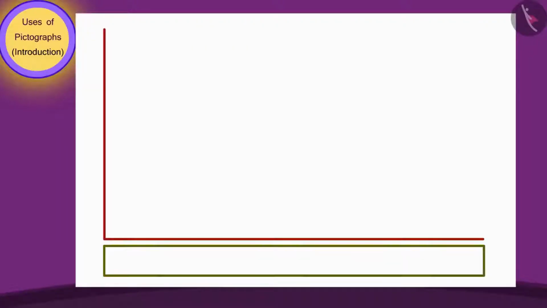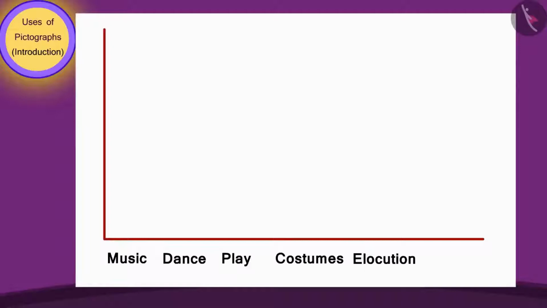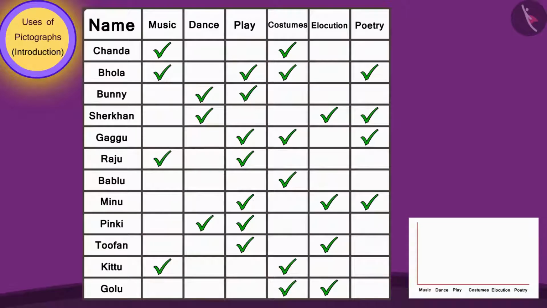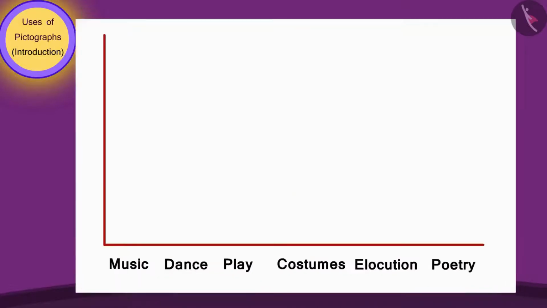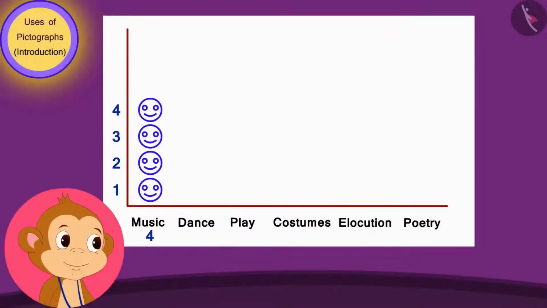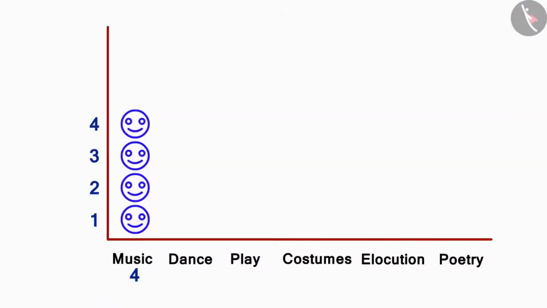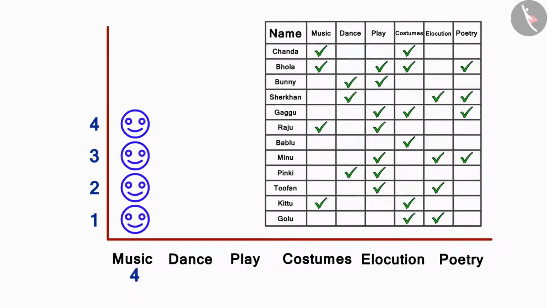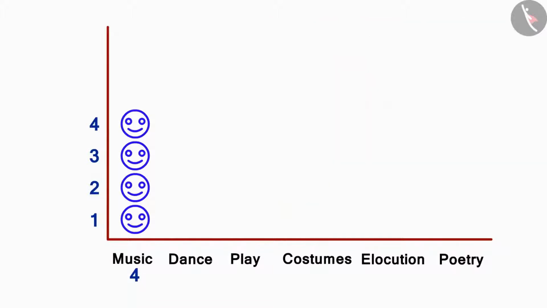"See, I have written the names of the programs on a horizontal line. Then I counted the symbols made under the singing program in your table and drew equal number of faces on top of the singing program in my pictograph." "But what are these faces, Appu?" "I have used the symbol of a face here to show every child participating in the program. You can use any symbol."